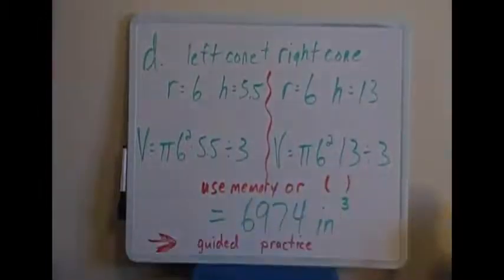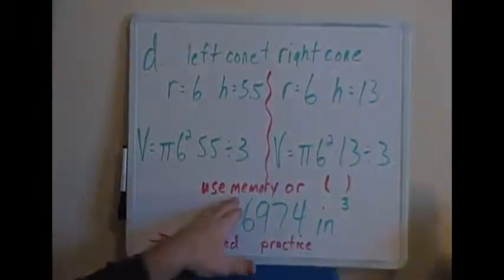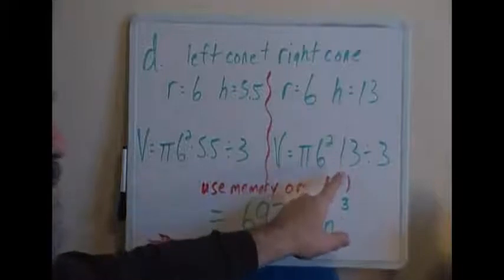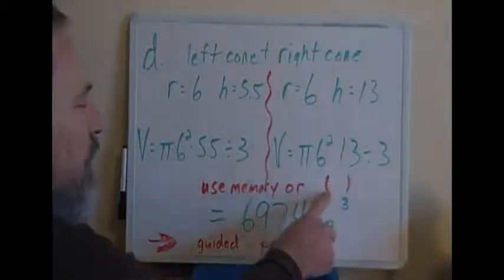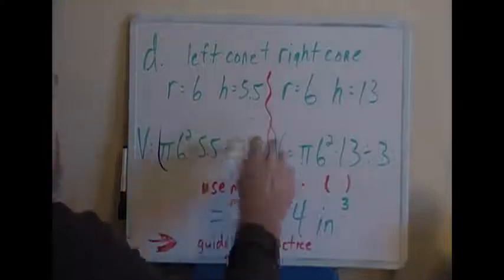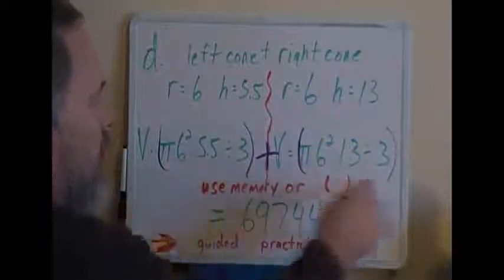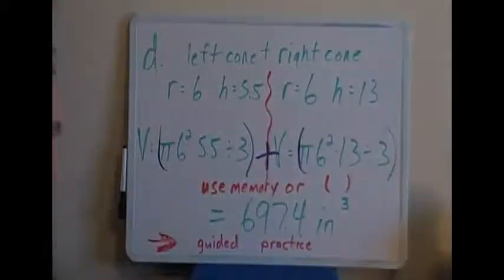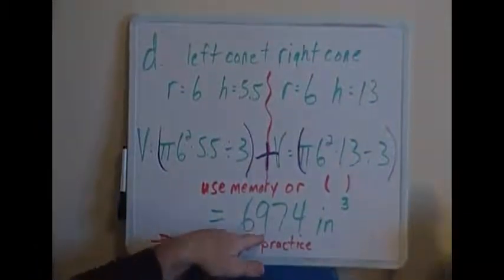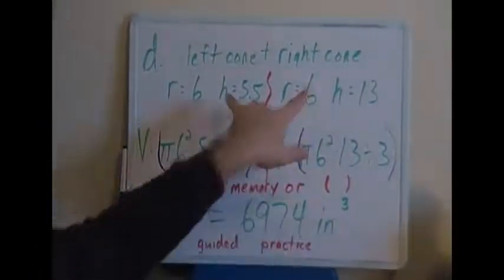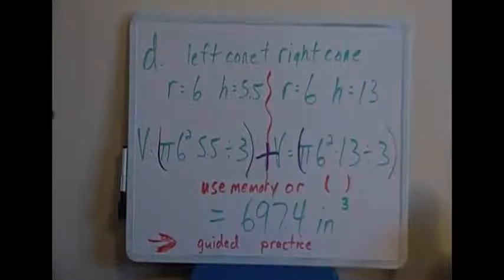Now, once again, you can do this calculation, use the memory, and then add this calculation to it. But I think probably the easiest way for most kids is to put parentheses here, and then plus parentheses here and here. Put this all in one string in your calculator. On those little blue calculators, you can even scroll back and forth to make sure you typed everything in correctly. Type it in exactly like this, and you will get 697.4 cubic inches for the volume of the 2 cones together. Please head to the guided practice.